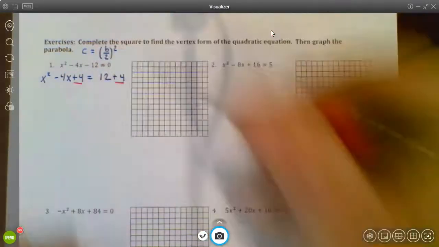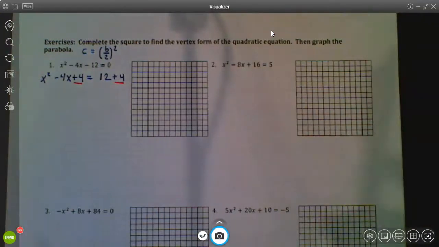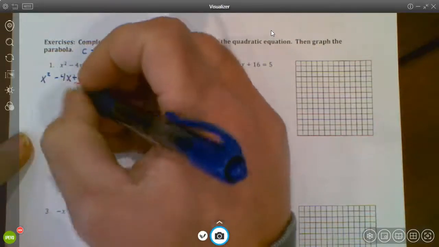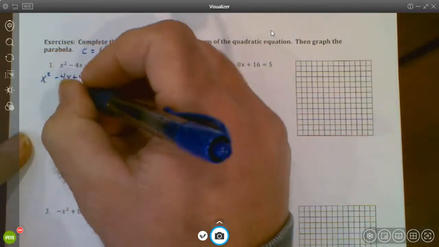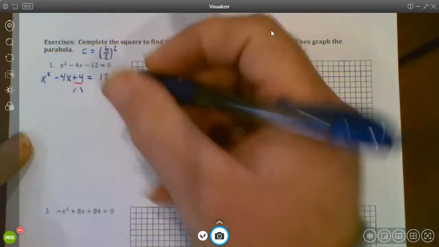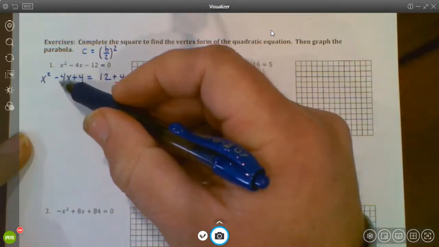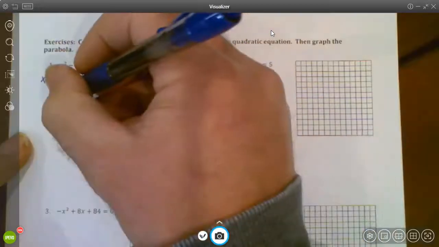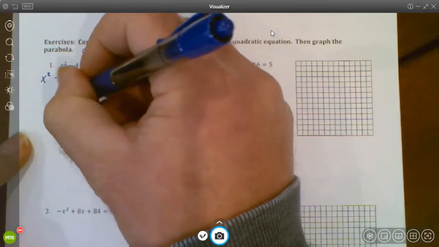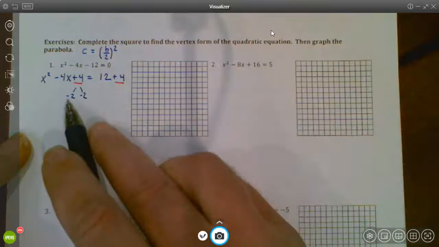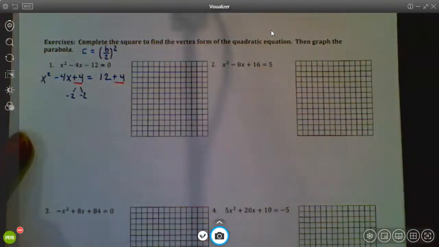So there's a super important step. So now let's simplify each side. Let me just start with the left side. So if I told you to factor this, I would say, what are the two numbers that multiply to be 4, that add to be -4? Well, those numbers would be -2 and -2. And notice they're identical, which is what we're shooting for. That's how we know this is a perfect square.